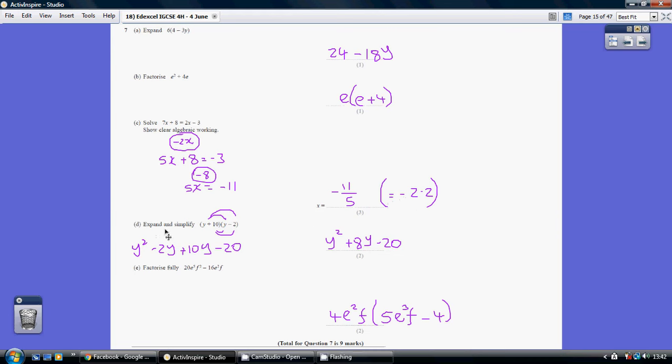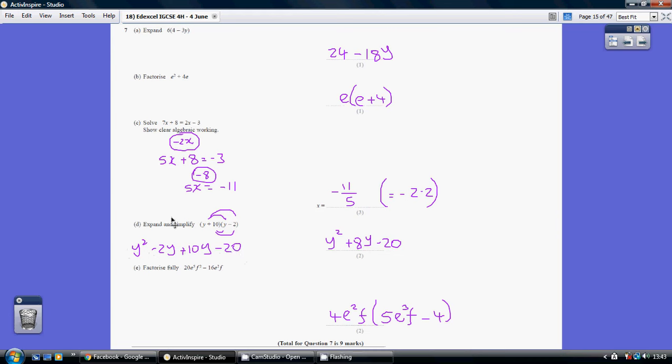Now, part D, expand and simplify. So expanding is getting rid of the brackets, and simplifying is gathering like terms. So let's start off with this first term here and multiply that by both terms in the second bracket. So y times y is y squared, y times minus 2 is minus 2y. We then move on to the plus 10 and multiply that by both terms in the second bracket. 10 times y is plus 10y, 10 times minus 2 is minus 20. So we have done the first bit, we've expanded. That would give us 1 mark.